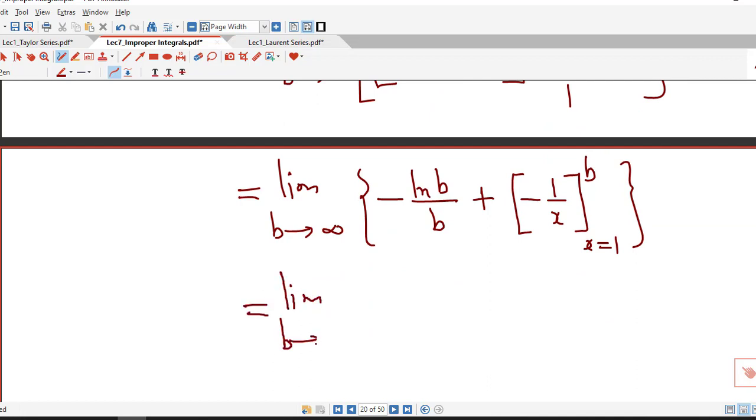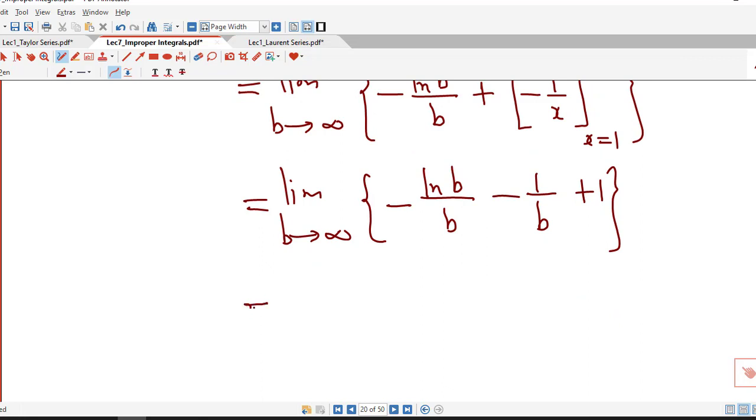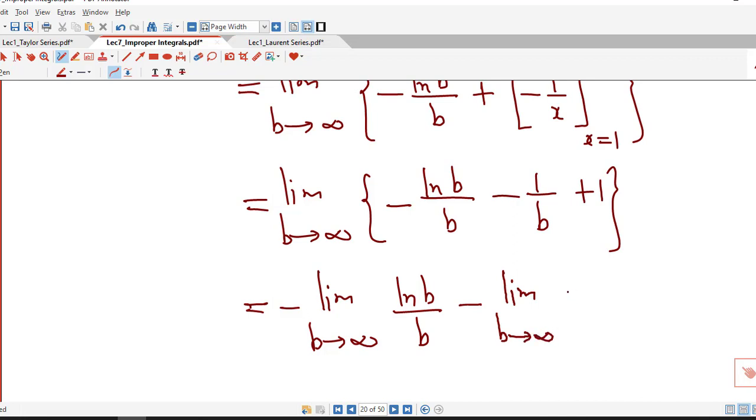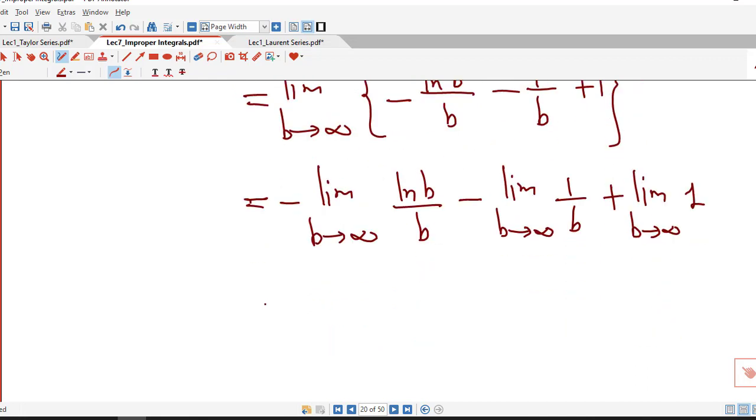So first we simplify the whole bracket, and then we will consider the limit as b tending to infinity. For the upper limit we have minus 1 by b, and the lower limit is 1, and minus minus plus, so here we have 1. So this is now limit b tending to infinity log b divided by b, minus limit b tending to infinity 1 over b, plus limit of 1 as b tending to infinity.